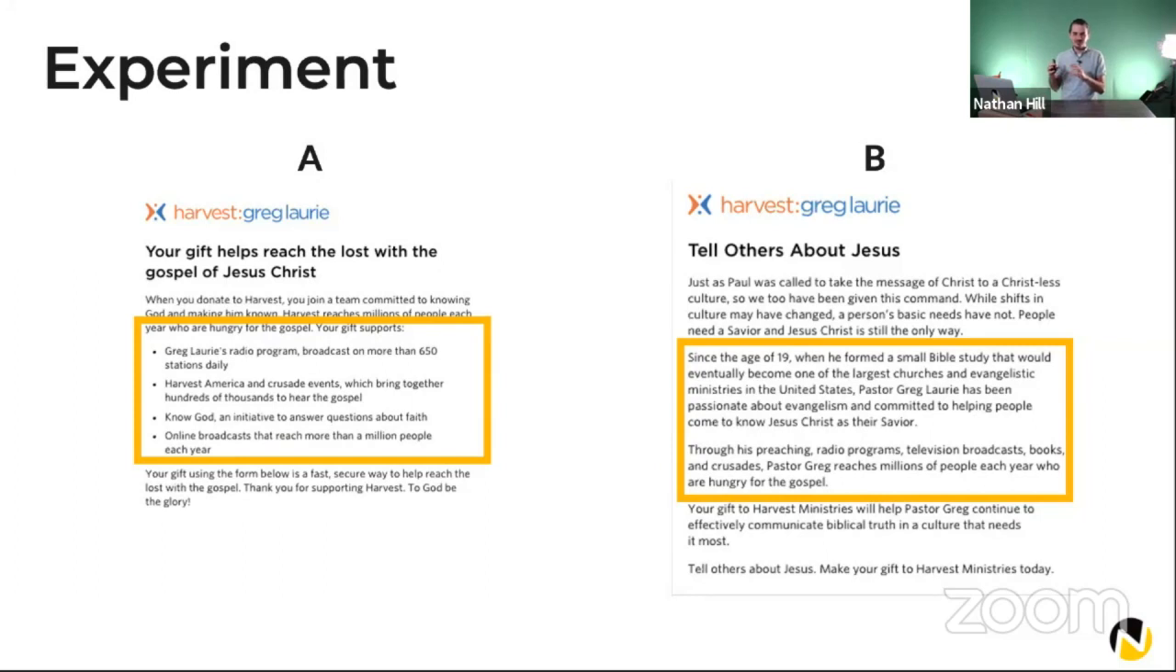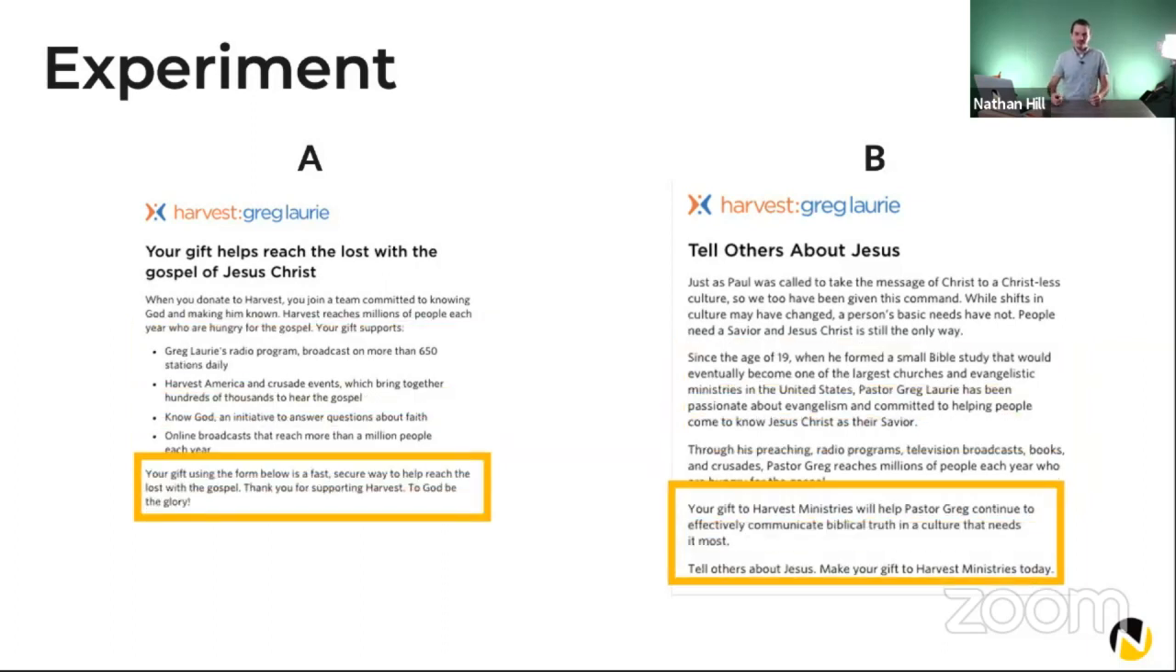And it's a little bit in the weeds, and you have to read every single word to really understand what's happening. Whereas version A, it's quick, it's scannable, and it's tangible. You get to the bottom, version A says, "Use your gift using the form below is a fast, secure way to help reach the lost with the gospel. Make your gift."